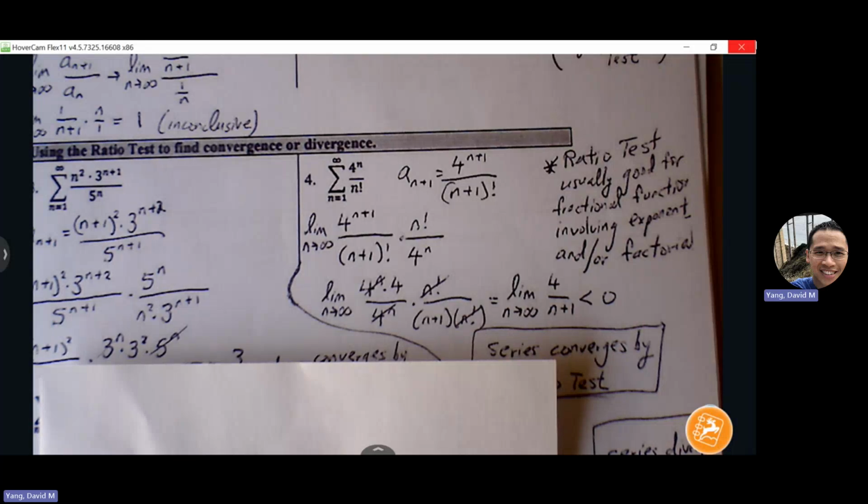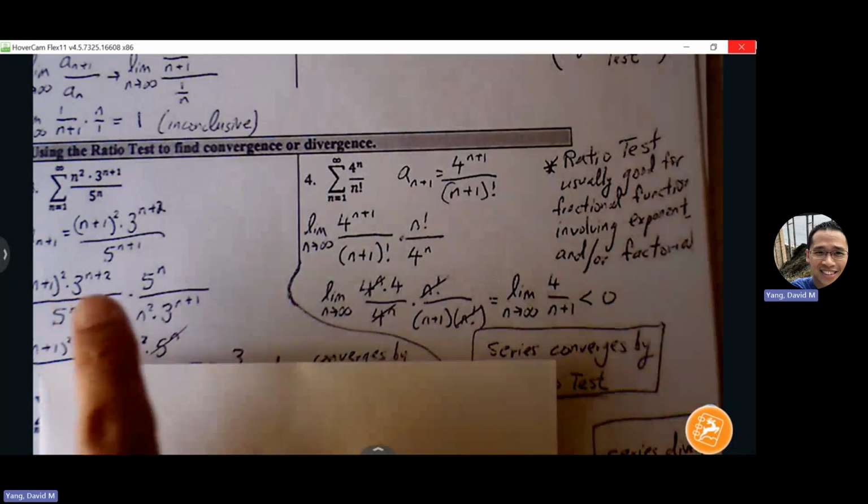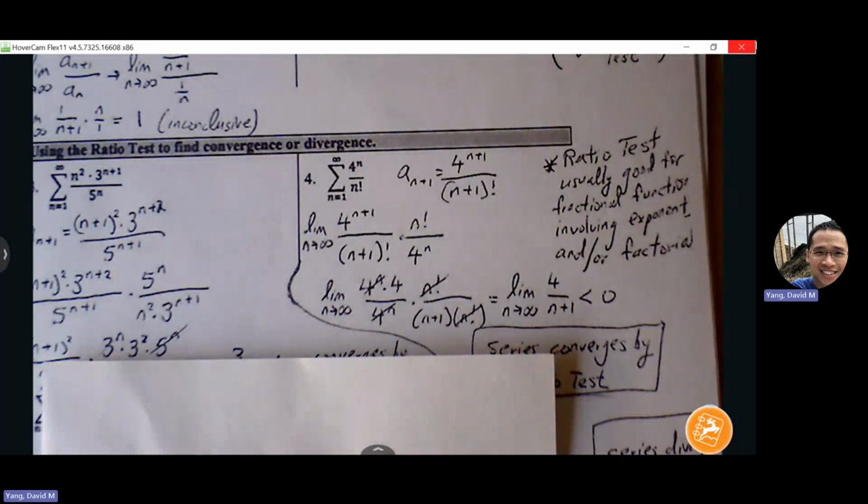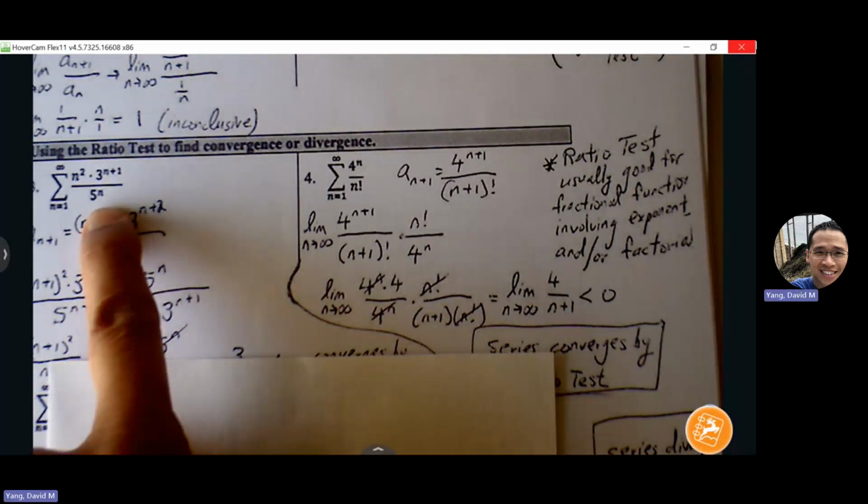And most of the time when I see exponents, I'm also thinking about ratio test. Unless it's something like 3 to the n over 5 to the n, then that's an easy geometric series for me to recognize. But if something looks more complicated than a geometric series, then my go-to is ratio test.